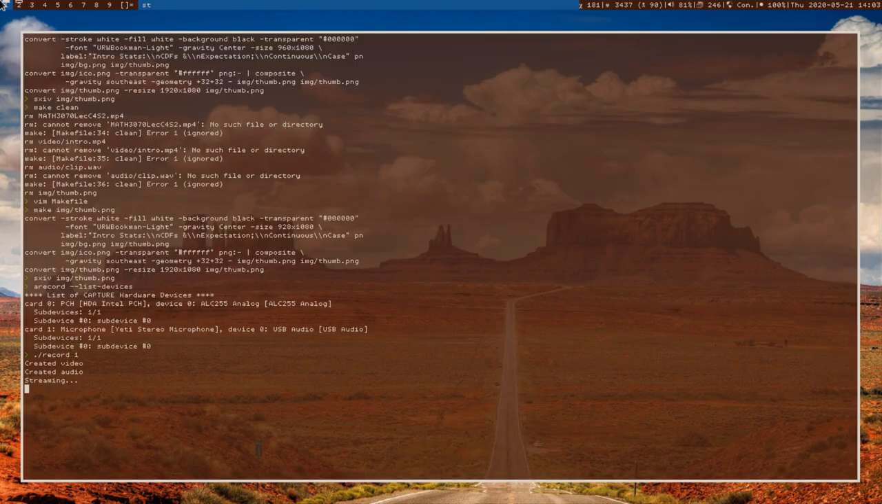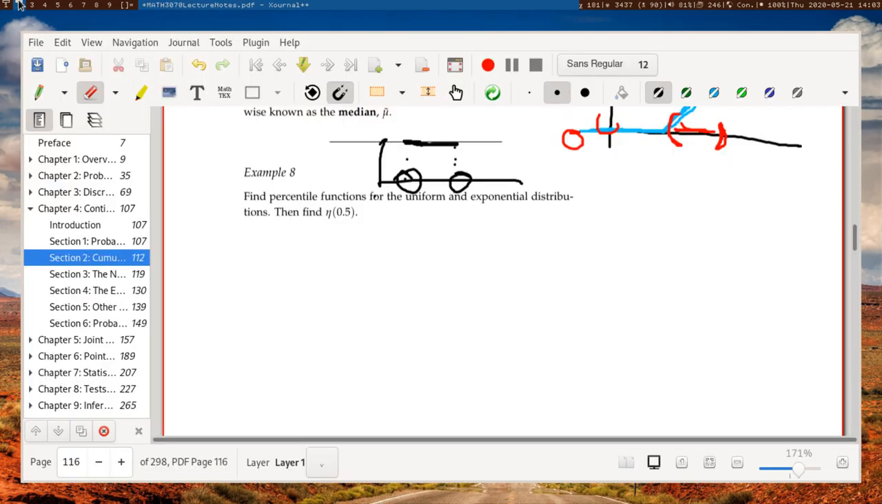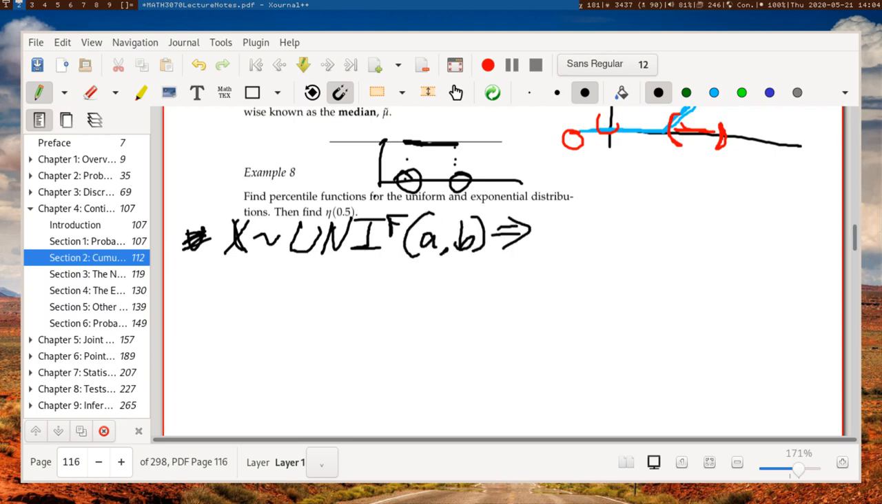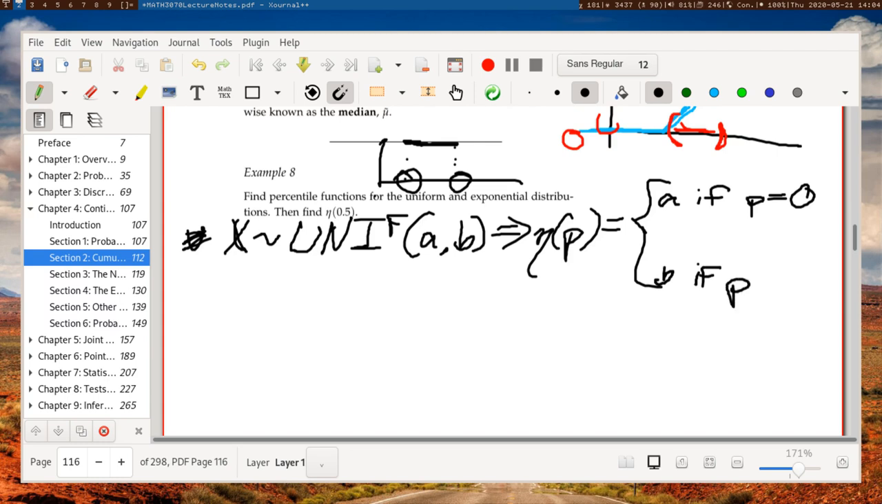Okay, so I can at the very least sum up that entire conversation. Let's say that X follows a uniform distribution with minimum parameter A and maximum parameter B. Then that implies that our percentile function will be A if P equals 0. And by the way, this is undefined for P less than 0 or greater than 1, because then you're talking about non-probabilities. B if P equals 1, and P times (B minus A) plus A if P is in the interval 0 to 1.